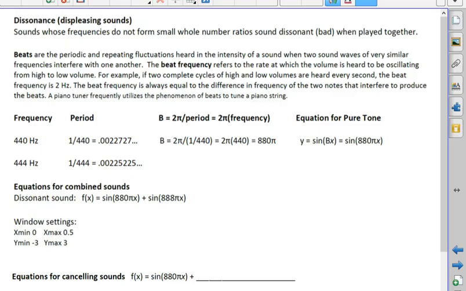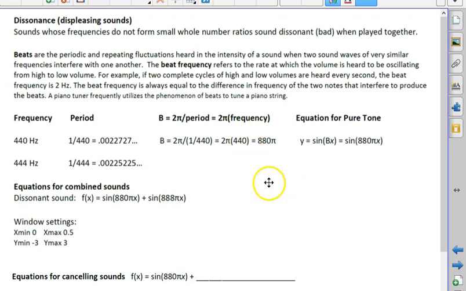Now, how do piano tuners use that? They'll strike a tuning fork that is the tone that they want to tune the note to, and then they'll pluck the string on the piano, and if they hear that fluctuation, that beat frequency, that woo kind of thing, they'll know that the notes are out of tune, and they'll keep tuning it until they don't hear that beat frequency anymore. So what does it look like when we make a graph of this?